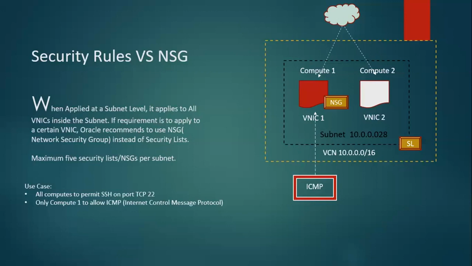Now, for this demo, what we are going to do is create a VCN, a public subnet, and two computes inside that subnet that will allow the traffic over the internet. But at the same time, we will ensure that with the help of network security group, only one compute will allow the ICMP. Now, how to do that? To achieve this, we will create a network security group, and that network security group will be tied to a certain VNIC of the particular compute. With this background and information, let's go to our OCI console now.